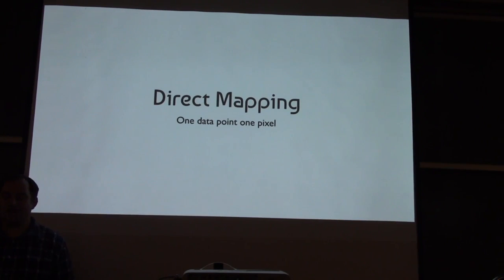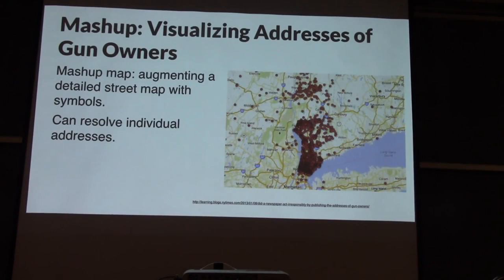Okay, so now let's start talking a little bit about when we want to map data on top of a map. So the simplest one is direct mapping. We have a map, and then one data point maps to one pixel, or 10 data points map to one pixel. What do I mean by that? So we can create mashups like this.